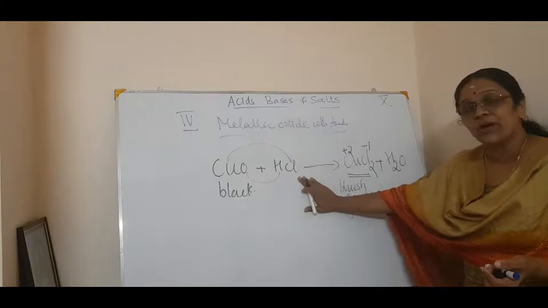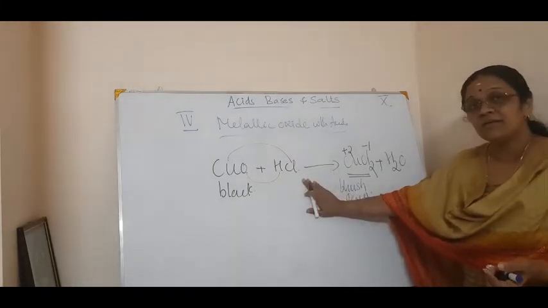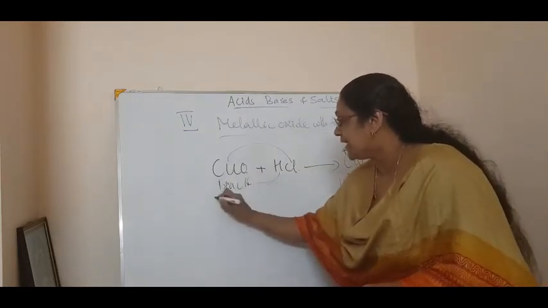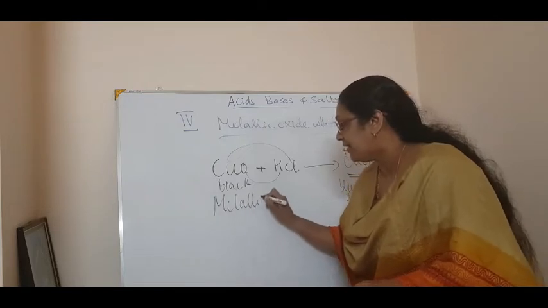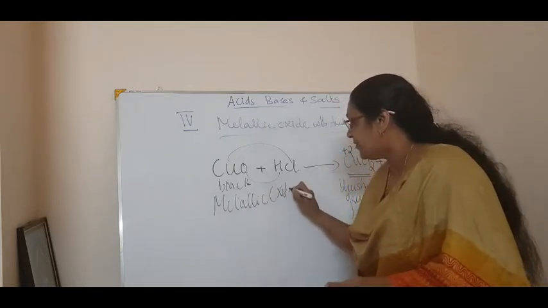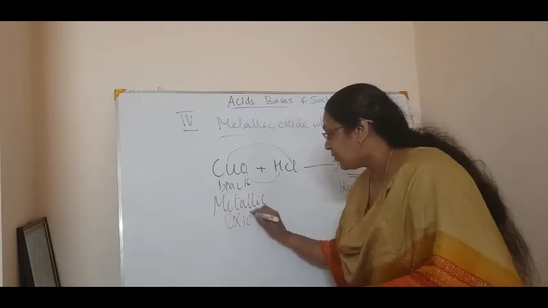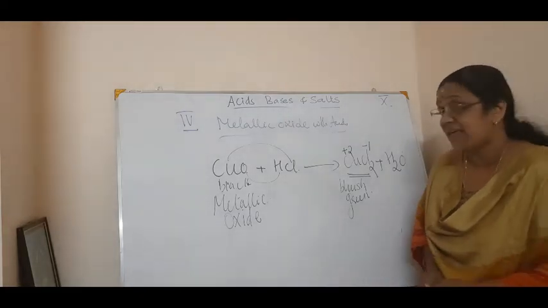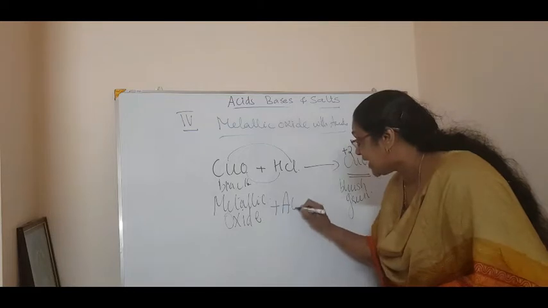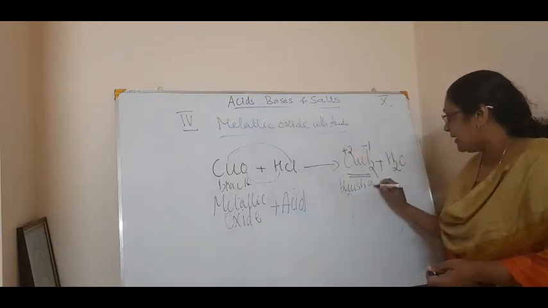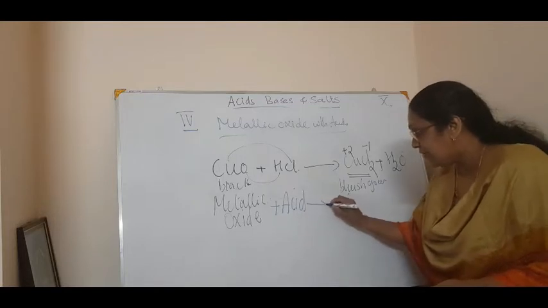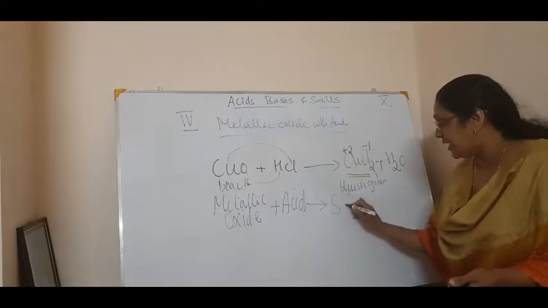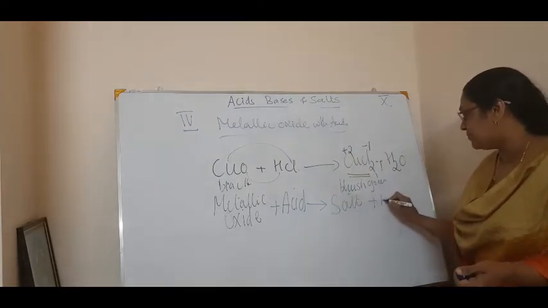Is there anything in common with the neutralization reaction? Just look at it. In this reaction, copper oxide is black in color and is a metallic oxide. Here I will write: this is a metallic oxide. This metallic oxide reacts with an acid. So I am writing metallic oxide plus acid will give you this salt, cupric chloride. So I can write salt plus water.